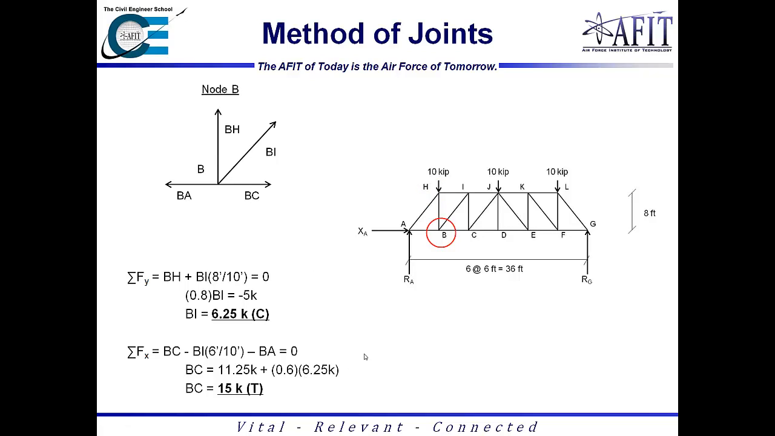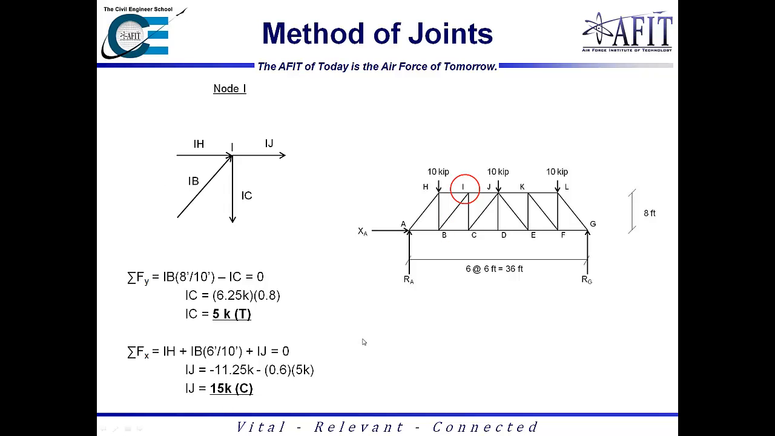So now working down to node B, we have the sum of the forces in the y direction. We have BH and BI as the only forces in the y direction. So BI is going to wind up being 6.25 kips compression. And the sum of the forces in the x direction, we have BC, BA, and the x component of BI. So solving for BC, we wind up with 15 kips in tension.